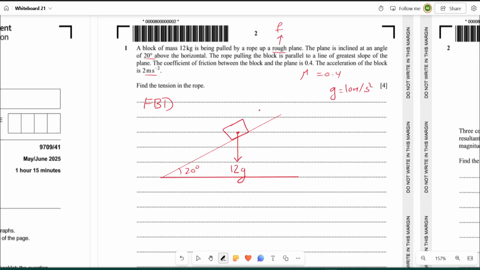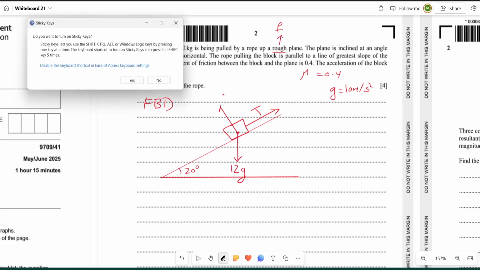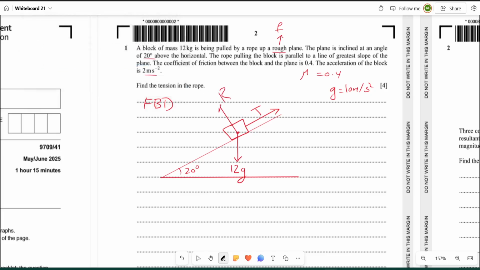Now, what other forces are acting? We have a tension that's pulling the block up, so tension is this way, and then we have the normal force, which let's call force R, and we also have friction. If the block is moving up the plane, then the friction is going to act in the opposite direction, and since the block is already moving, the friction force is going to equal mu times R, where R is the normal force. So this is my free body diagram.